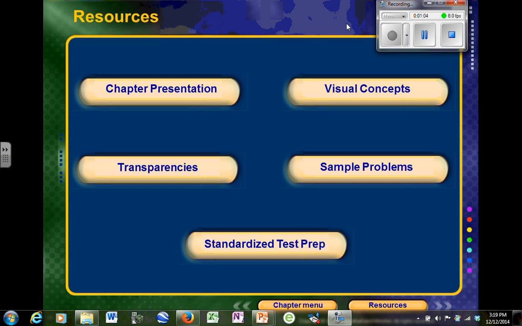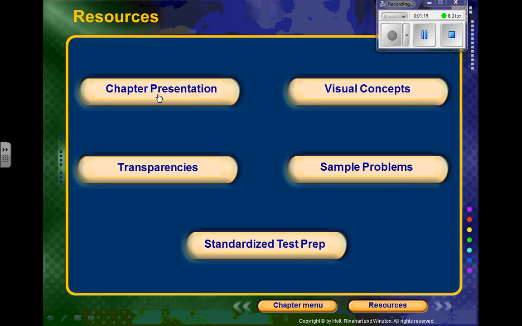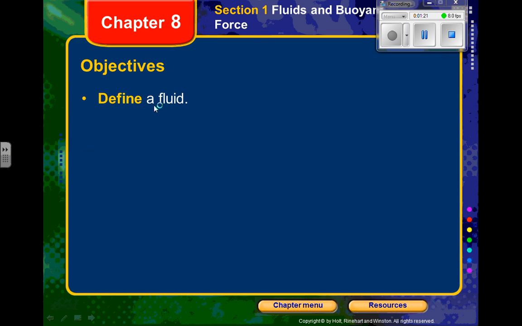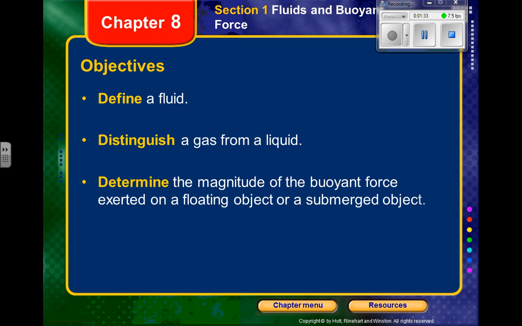Crazy stuff. So if you got your book, find page 273. You can always pause me, get your stuff out, and then unpause me and keep going. Fluid mechanics. We're going to look at the first part of it today, and start with section 1. We've got our objectives on 274. Define a fluid. Distinguish a gas from a liquid, and determine the magnitude of the buoyant force exerted on a floating object or a submerged object.